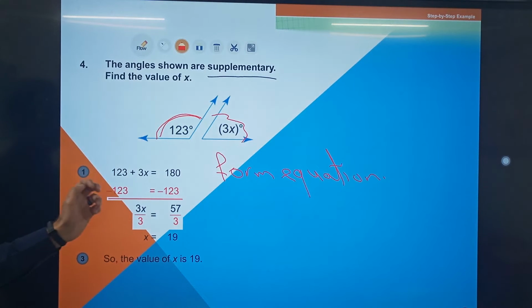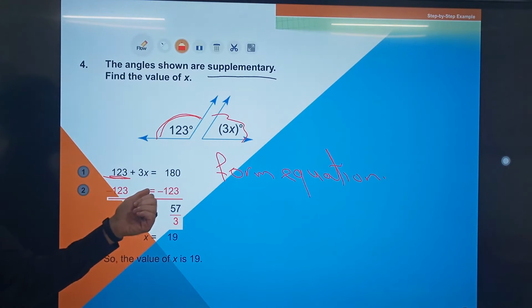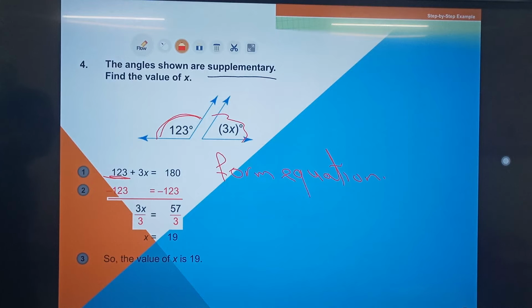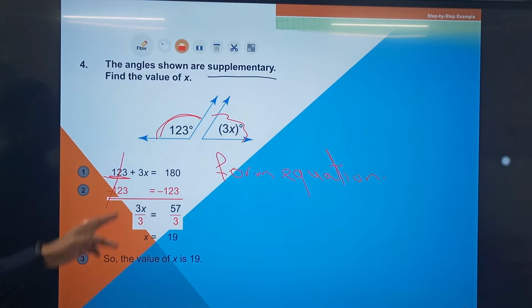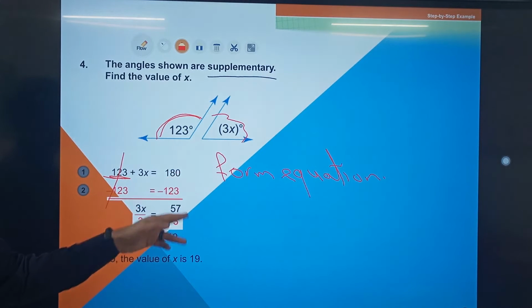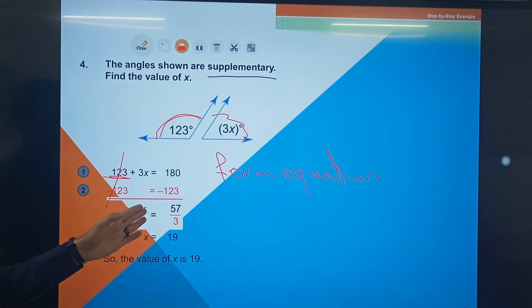In the second step, I will subtract 123 from both sides. Why? Because I need to cancel this. In the first step, I cancel the plus and minus, so make minus 123 to the left and to the right. This and this will be cancelled. So 3x is equal to 180 minus 123. We will make 180 minus 123. So 3x is equal to what?